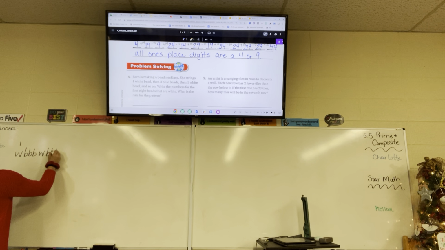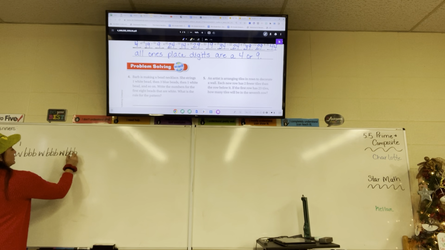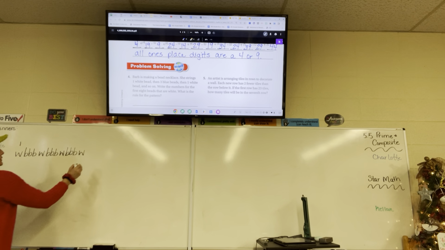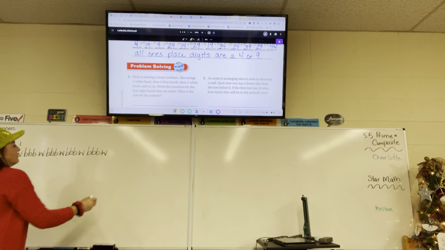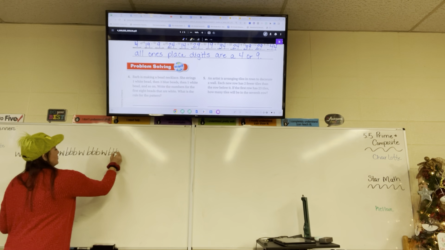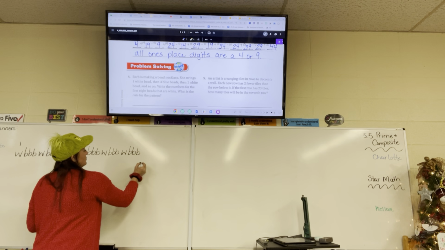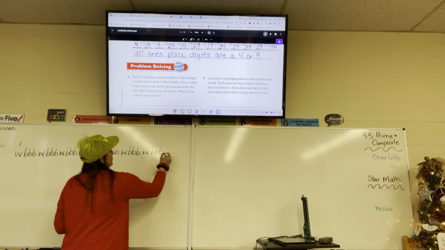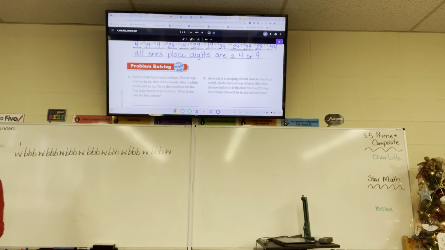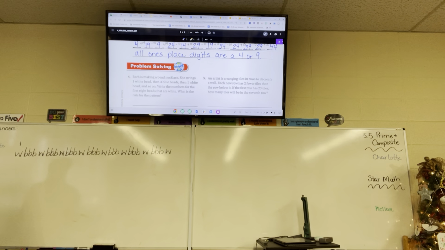White bead number 2. Blue, blue, blue. White bead number 3, blue, blue, blue. White bead number 4, blue, blue, blue. White bead number 5, blue, blue, blue. White bead number 6, blue, blue, blue. White bead number 7, blue, blue, blue. White bead number 8. Okay. So that's what it wants to know. Write the numbers for the first 8 beads that are white.